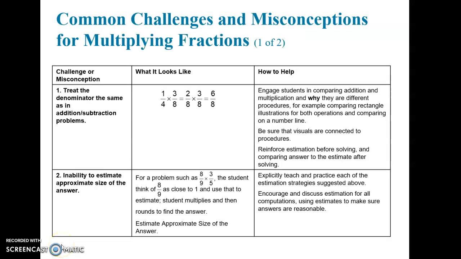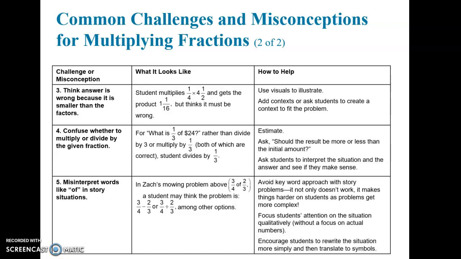Number 1, be sure to use visuals that are connected to procedures. Number 2, explicitly teach and practice each estimation strategy. Number 3, use visuals to illustrate, add context, or ask students to create context to fit the problem. Number 4, estimate. And 5, focus students' attention on situations quantitatively without focusing on actual numbers.